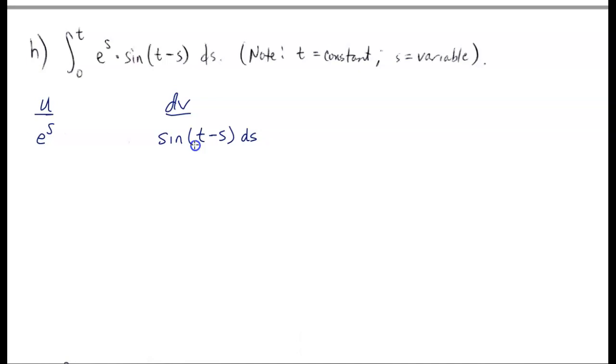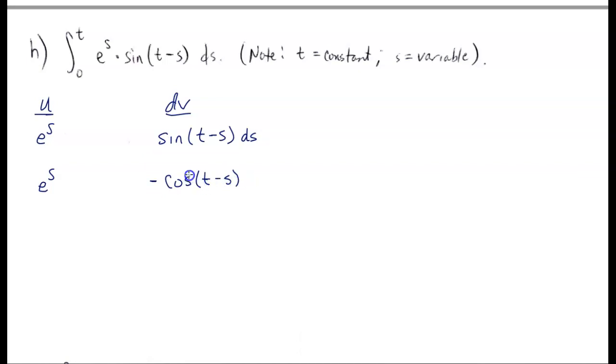Okay. So we know that the derivative of e to the s with respect to s is just going to be itself. So that's easy. If we take the antiderivative of sine, that's going to be a minus cosine.